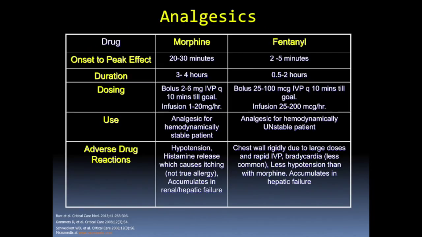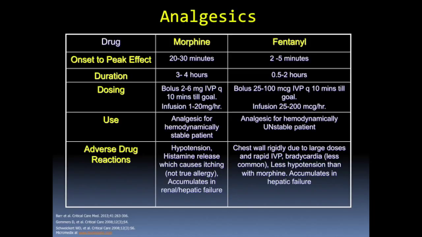So let's take a look at the analgesics. Here at our institution, we have to deal with morphine and fentanyl. Those are our two agents of choice. So let's compare and contrast them. Onset to peak effect: unfortunately, morphine has a little bit longer of a delay in its peak effect of 20 to 30 minutes, where fentanyl peaks within 2 to 5 minutes. Duration: morphine can last 3 to 4 hours, which can be nice, and fentanyl anywhere from 30 minutes to 2 hours. With morphine, you can give bolus dosing of 2 to 6 milligrams IV push every 10 minutes until you're at goal, and if need be, start an infusion.